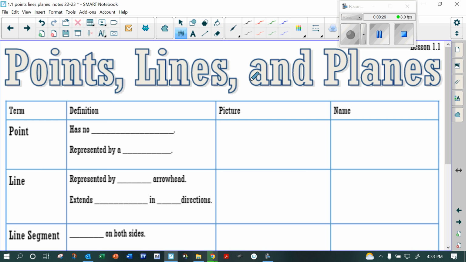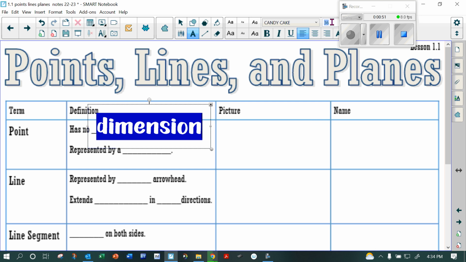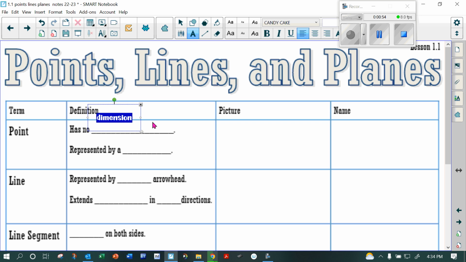Our first definition for points, lines, and planes. The term is point. The definition of a point is it has no dimension. I'm going to type this in so that y'all can read it, because sometimes my handwriting is not the best. So it has no dimension, and that is a really big font. Let's make it a little smaller. That might be too small. Let's try 20. All right, 20 looks good. So it has no dimension or size, okay? And it is represented by a point.